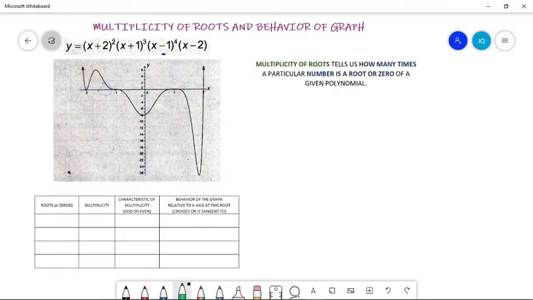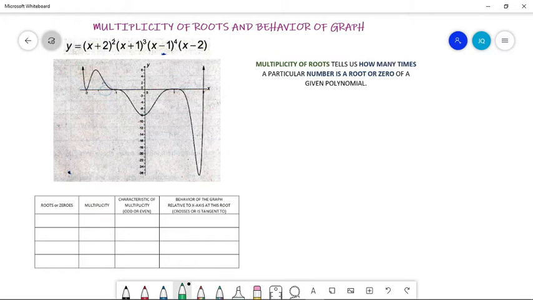Hello everyone, welcome to my vlog, and in this video, we are going to talk about multiplicity of roots and the behavior of the graph. So what do we mean by multiplicity and how does it affect the behavior of the graph of a polynomial function?